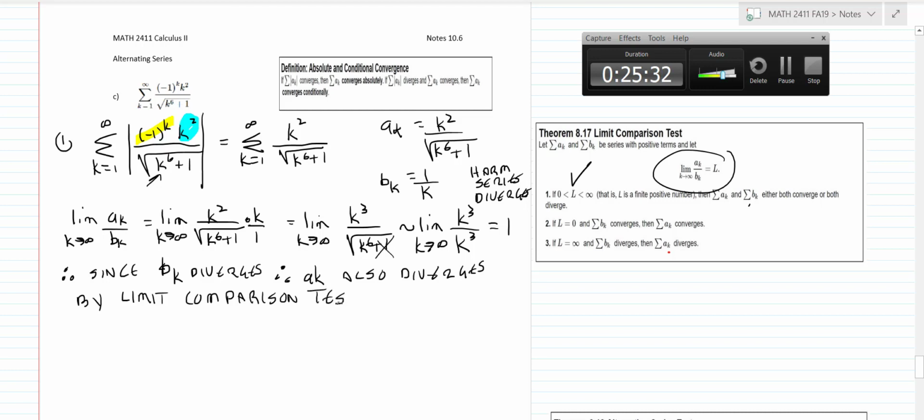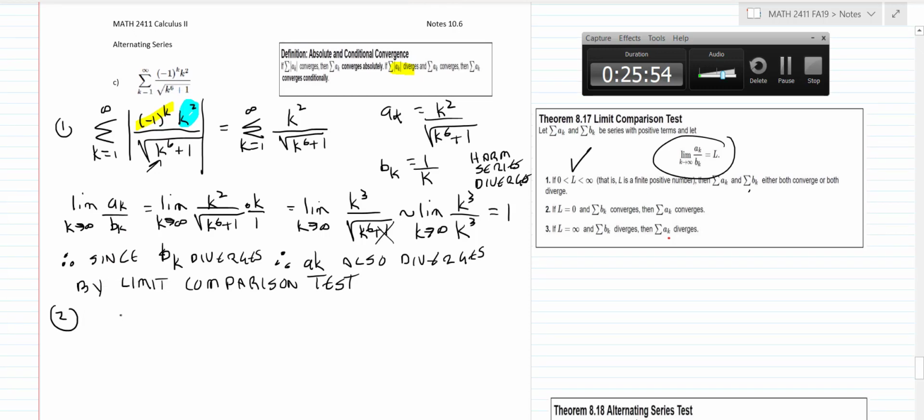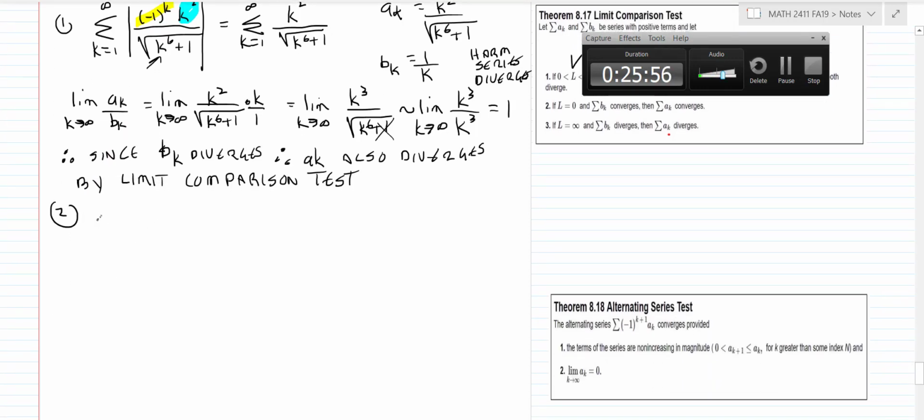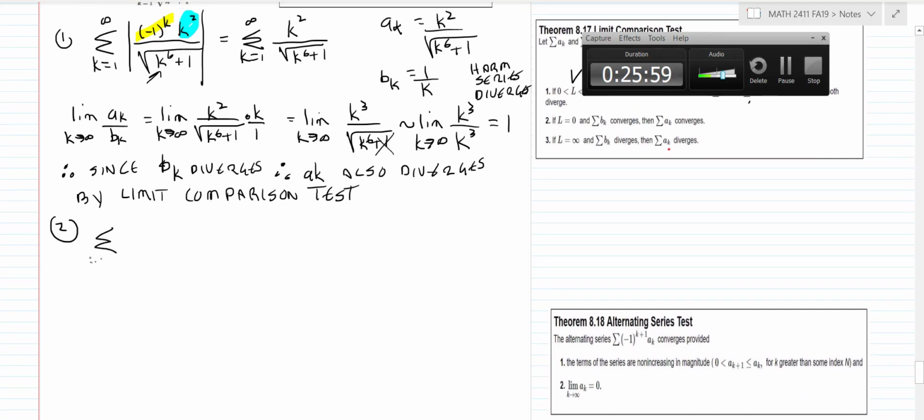What we just did was show that the absolute value of this series diverged. So now we're going to analyze the series without the absolute value and see if it converges, and if it does, then we have a conditional convergence. So we go on to step 2. Let me show you what you can get into on these two. What we're going to do now is work with the original series without the absolute value.